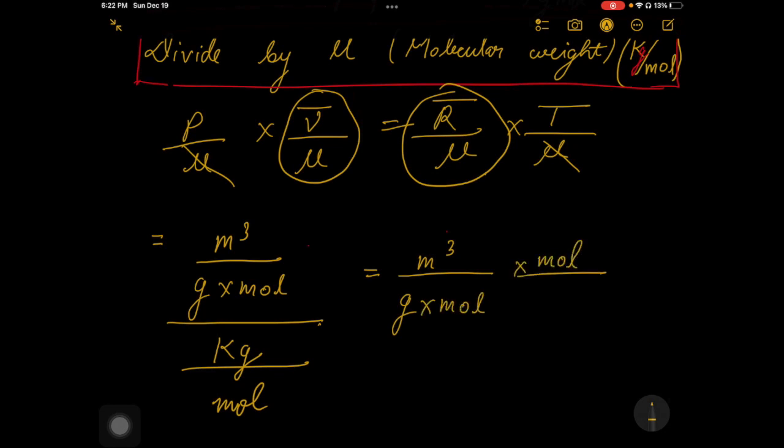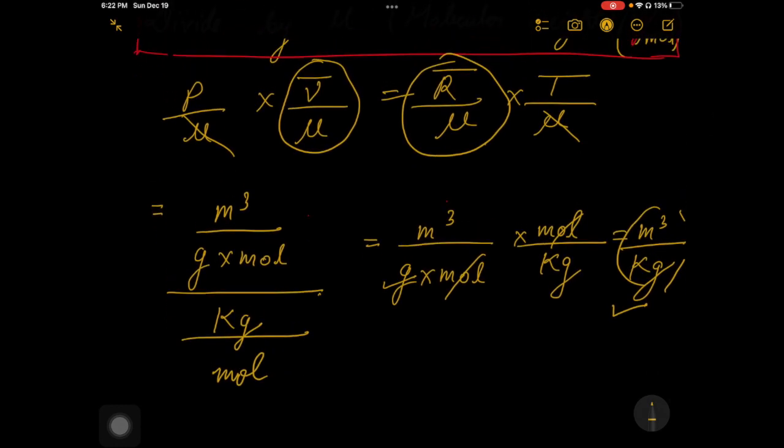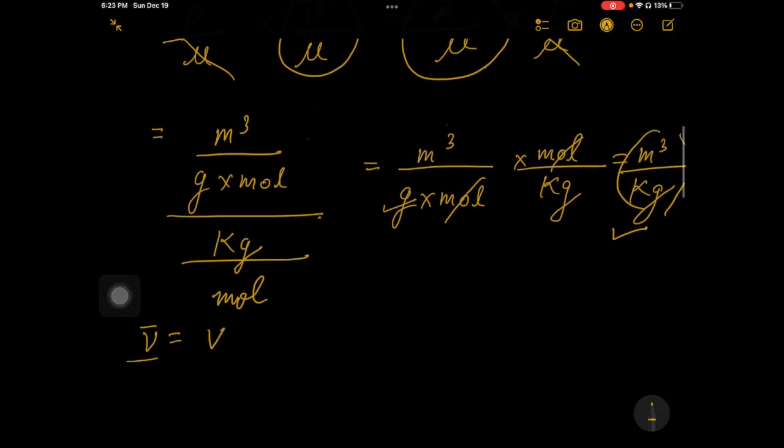Mole will go up here, then you have kilogram. So this cancels out. I can express gram in terms of kilogram, 10 to the power minus 3. So in simple terms, the units will become meter cube per kilogram. So this is now my specific volume. Volume is in meter cube. If it was just meter cube, that was my total volume, right? But if I'm talking per kilogram, that's my specific volume. So now this small v bar actually becomes V when we divide it by mu.